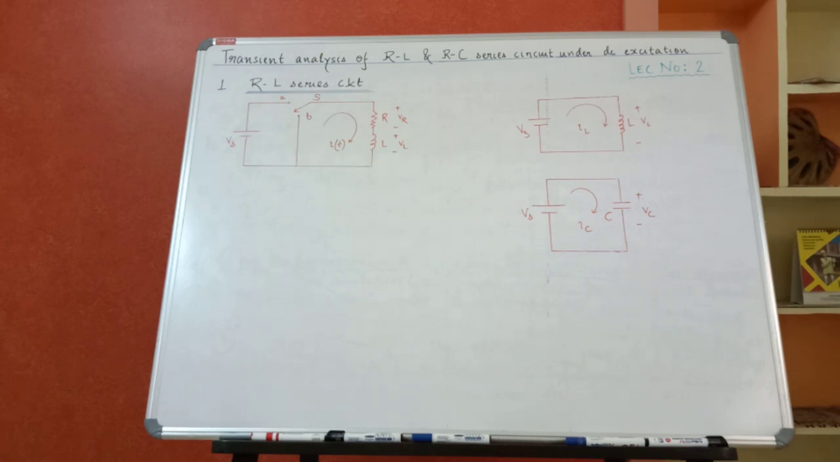And on the right hand side, I have drawn two diagrams. One, the Vs, which is a DC source connected directly to the inductor, and secondly, in the second figure on the right hand side, the DC source is connected directly to a capacitor. So we'll study the right hand figure first, then we'll go in studying the RL series circuit.